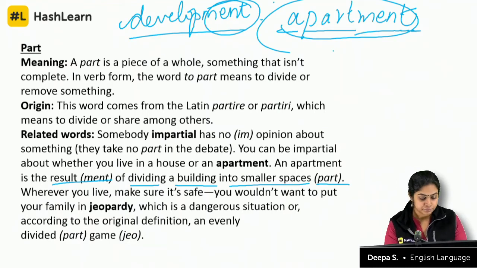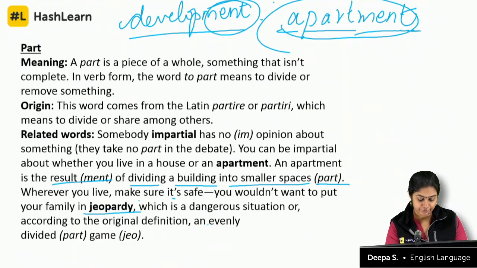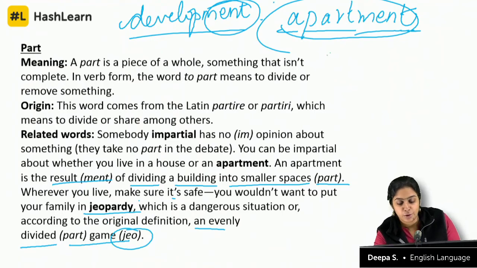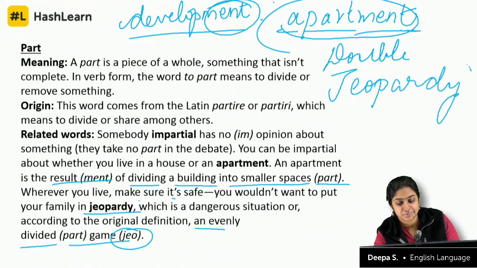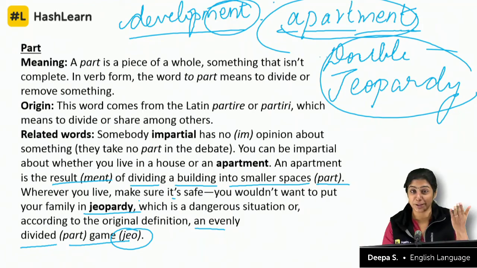Got it? Then look at this. Wherever you live, make sure it's safe. You wouldn't want to put your family in jeopardy, which is a dangerous situation, or according to the original definition, an evenly divided game. Jeopardy. Now, how many of you have seen the movie Double Jeopardy? If not, just go watch it. It's a very good movie.